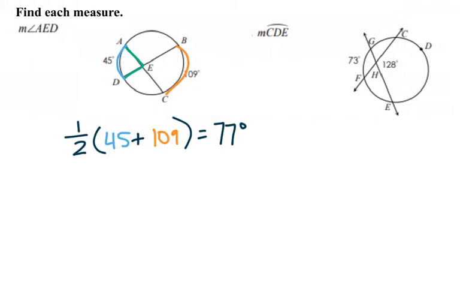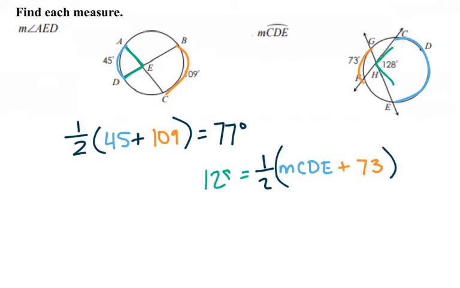We're going to do the same thing with the next one. It's a little bit different, a little more challenging. We are trying to find this major arc CDE. The measure of CDE, if I add it to the arc directly across from it, then 1/2 of that should equal this angle. It's that exact same formula, you're just working backwards in this case.